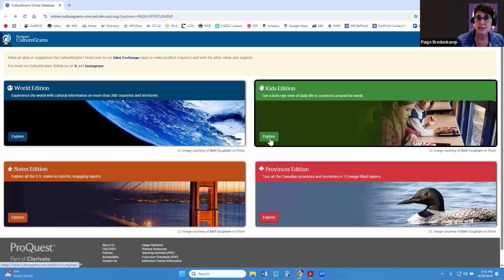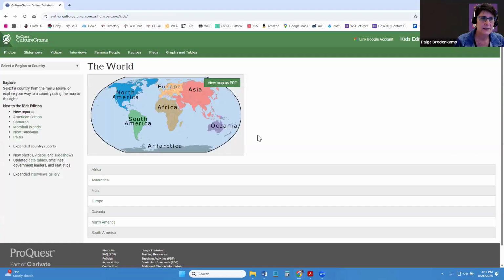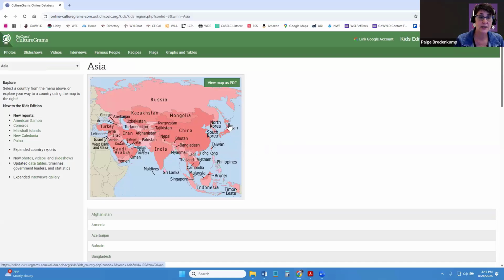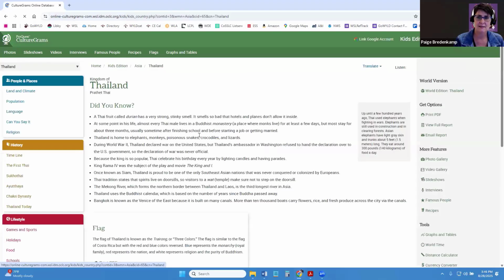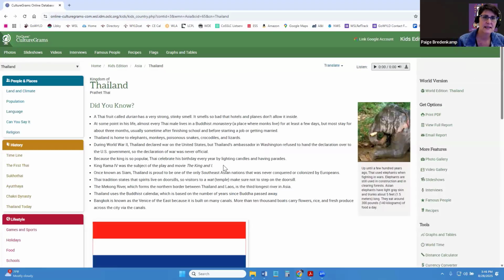One other thing, I'll go into Kids Edition here because this is a fun one as well. It's set up a little differently because obviously kids, but very similar with a lot of the same features. Let's click on, oh gosh, maybe Asia. Let's look at Asia. Oh, and look, so this is all Asia. Let's click on Thailand. Wow, Thailand is amazing.